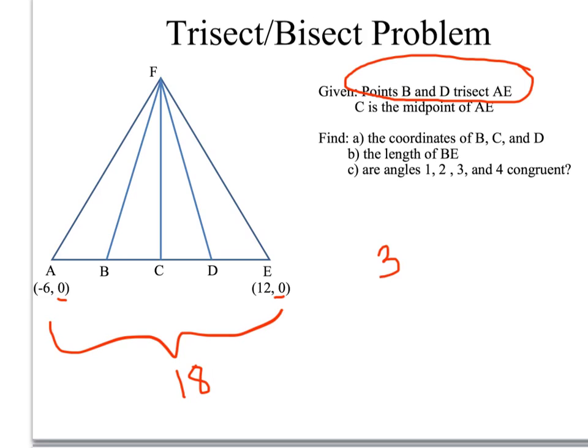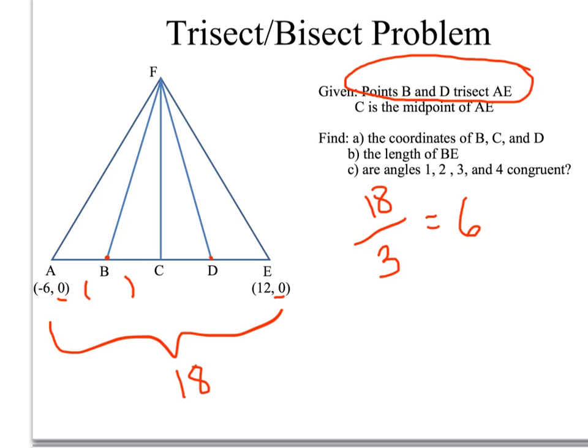So moving right along, B and D trisect AE. Trisect means divide by 3. What are we dividing by 3? The length of that segment, 18. 18 divided by 3 is 6. What that tells us is the distance from A to B is 6 units, from B to D is 6 units, and from D to E is also 6 units. Notice, my diagram is not drawn to scale. It does not look like those 3 parts are equal. A, B, B, D, and D, E. Doesn't look like it, but they are.